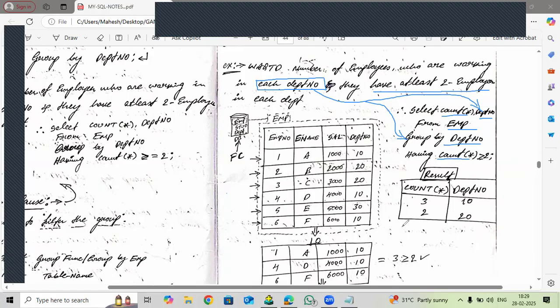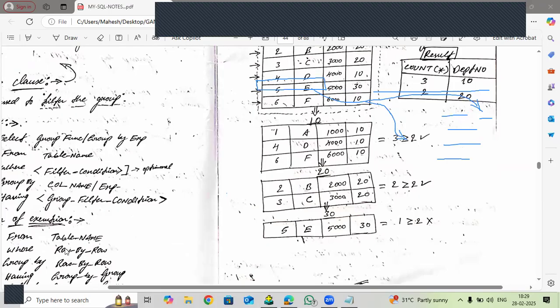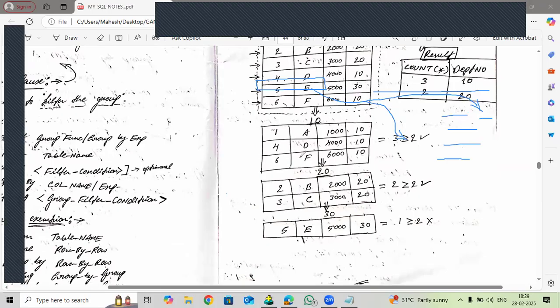So now what happens? The having clause will jump to which one? This department number. It will jump to department number 10 and it will count 1, 2, 3. Yes, satisfied. So I have 3 employees in department number 10, which is satisfied, because here I have given greater than or equal to 2 employees, but here I'm having 3 employees, so it is satisfied.